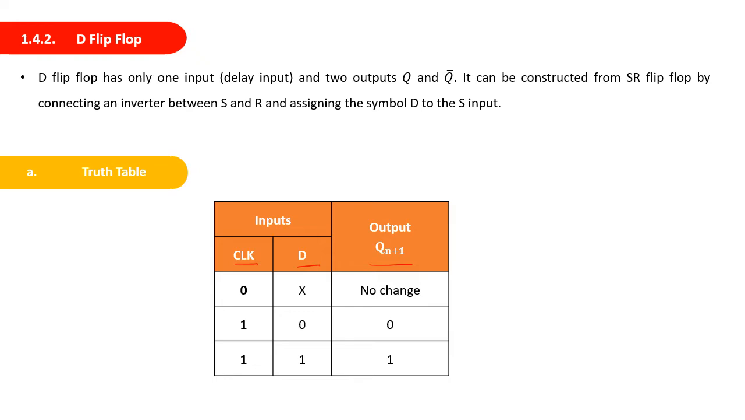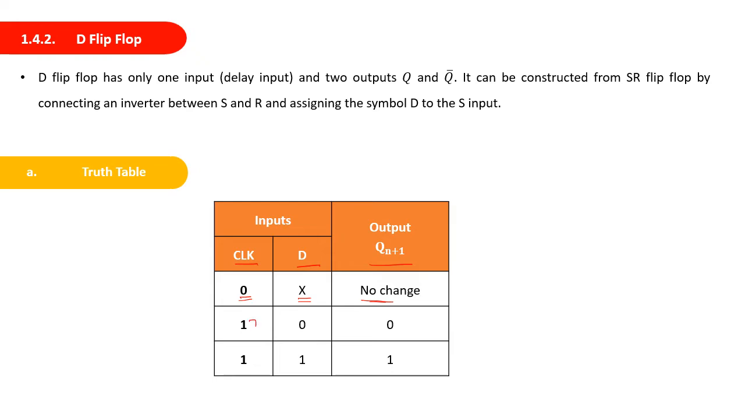Now we know that when the clock is 0, whatever input you apply at the D line, the output will not change. That means without applying the trigger signal, there is no change in the output. The output will remain as the previous one.